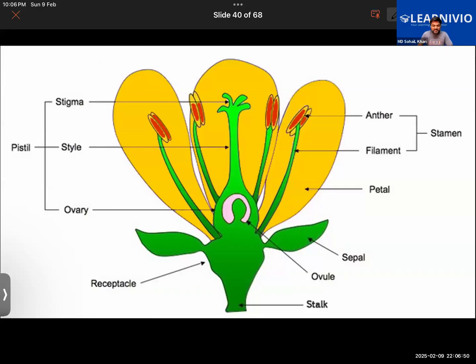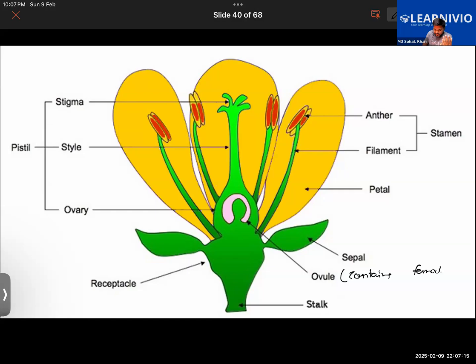These are the parts of the flower as you can see here. The central part of the flower basically makes up the female part. The top swollen structure is a stigma, this is a style, and this one is ovary. Inside the ovary, we have the ovule that later on becomes the seed. And ovule actually contains, what does it contain?